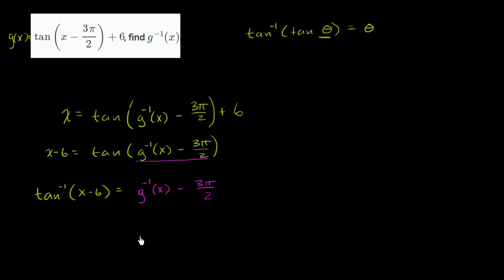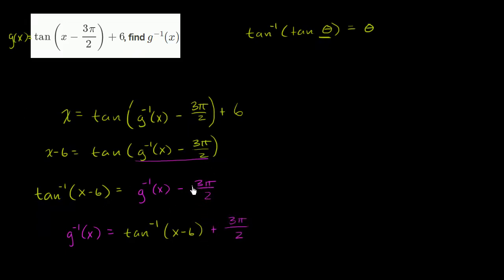And now we're in the home stretch. To solve for g inverse of x, we could just add 3 pi over 2 to both sides. So, and actually let me just swap both sides. We get g inverse of x is equal to the inverse tangent of x minus 6, and then we're adding 3 pi over 2 to both sides. So plus 3 pi over 2.